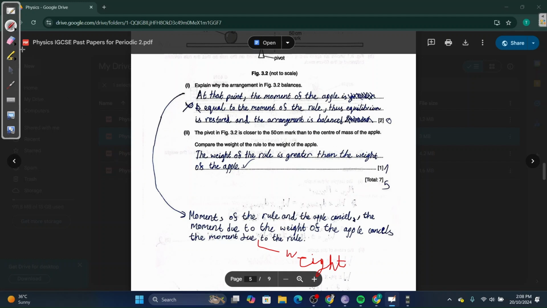There we go. Okay. The pivot in 3.2 is closer to the center of mass of the apple. Compare the rule. Okay, the weight of the rule is greater than the weight of the apple because when the masses are imbalanced, the center of mass or the center of gravity is gonna lean closer to the heavier object. So you could say that the weight of the rule is greater than the weight of the apple, and that's our correct answer.